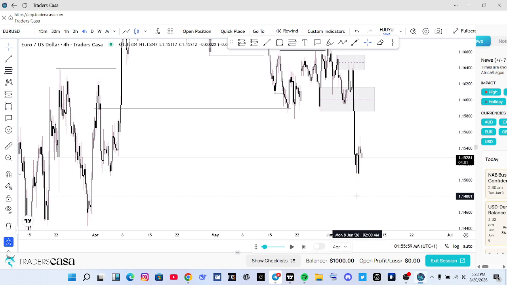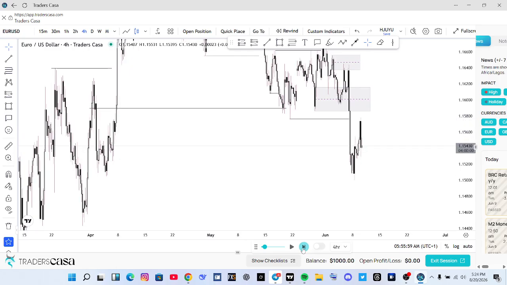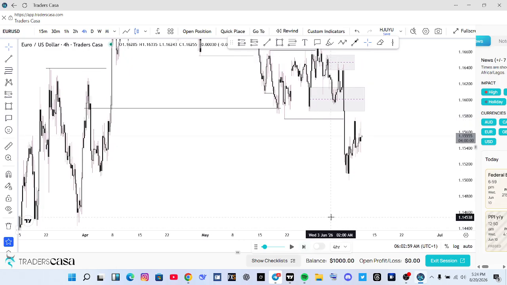It is a new week, Tuesday, another new week. There's possibility for a retracement, but we won't say for now until when price gets to that zone here.